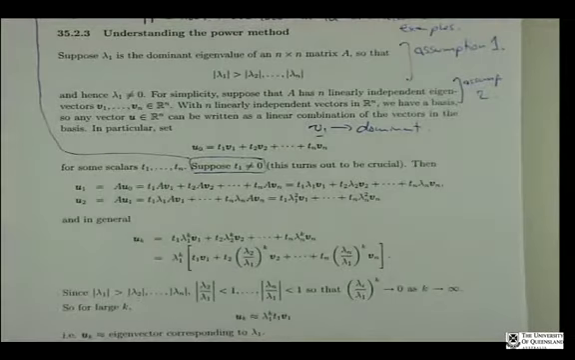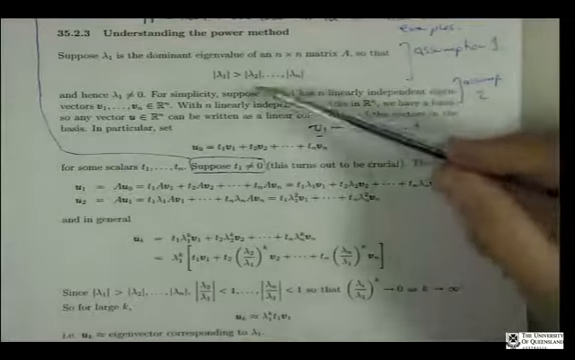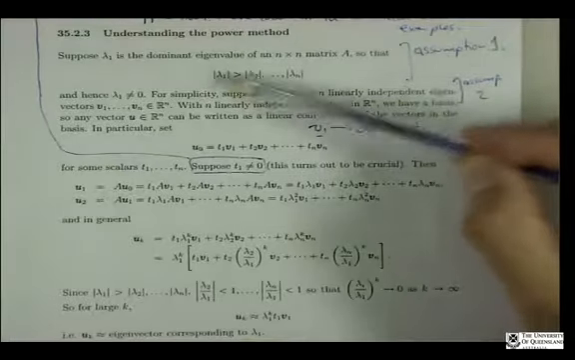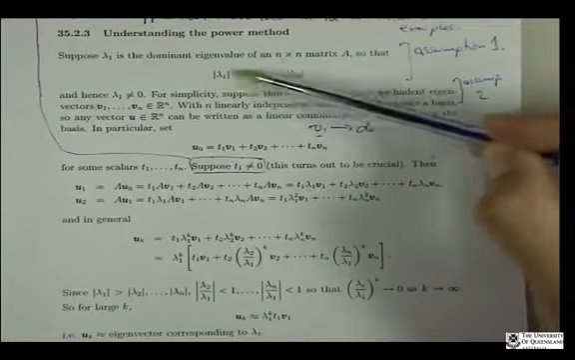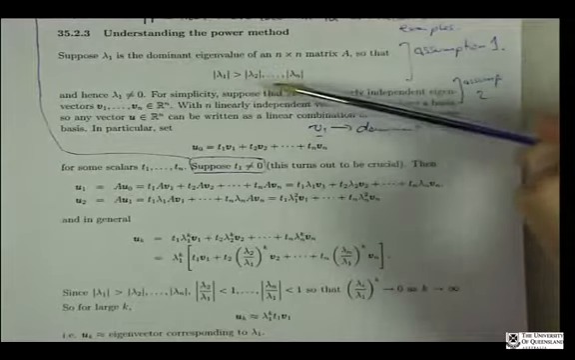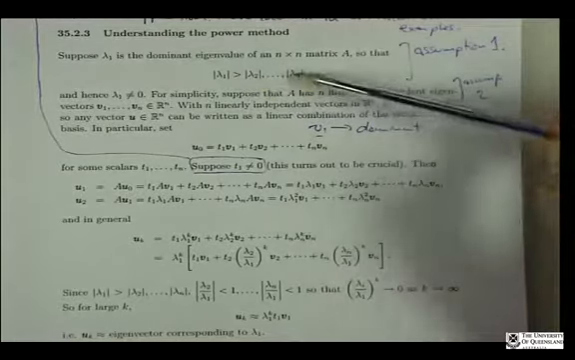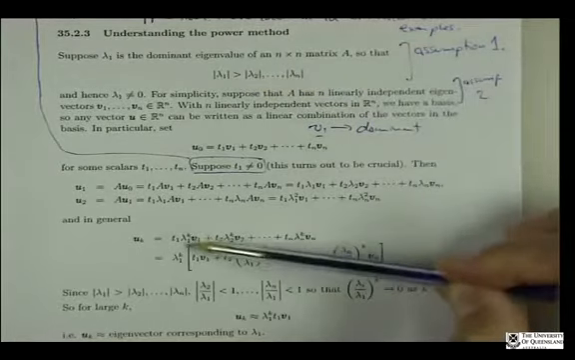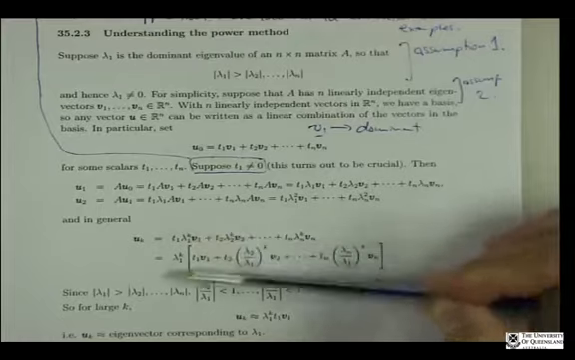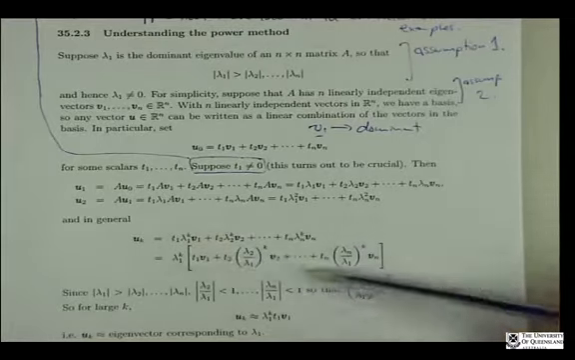Now remember, lambda 1 is dominant. So right at the top of the screen here, we've said that the absolute value of lambda 1 is strictly greater than the absolute value of all the others. So if I then take this factor of lambda 1 to the power of k outside of a common bracket, we actually end up with this expression.